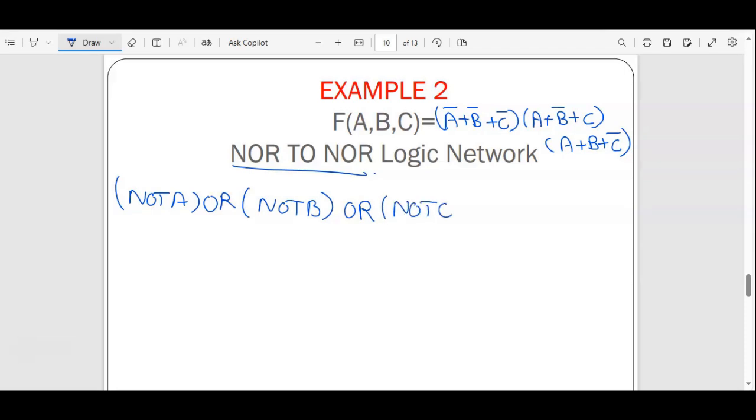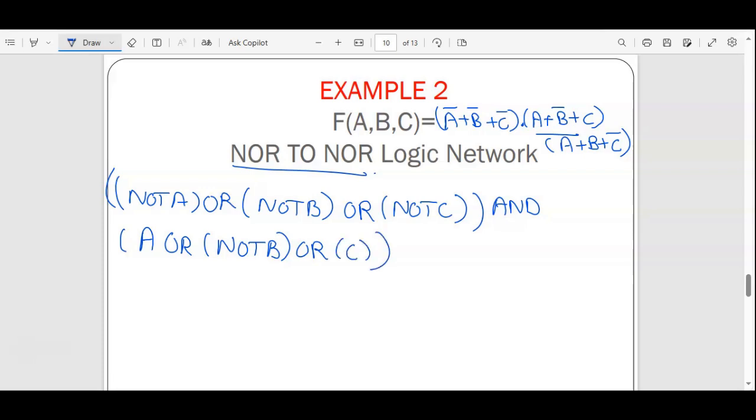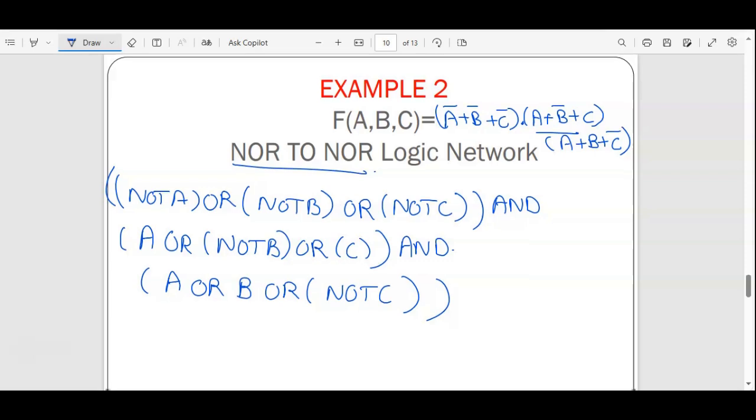Then you will write not of C, and the whole thing you will put in bracket, and this dot you will change with AND gate, and again this one. So you will write A or not of B, okay, and then or you have C, and this whole thing you put in bracket, and then again you will write one AND here, and this time you have A or B or not of C, right? This is the expanded form. So it's good to write it down because sometimes they are just asking you to go with these expanded forms only.